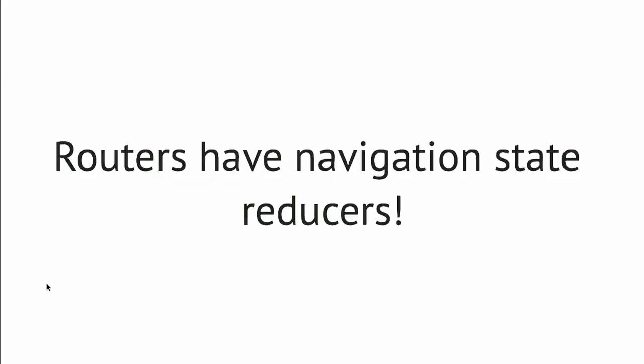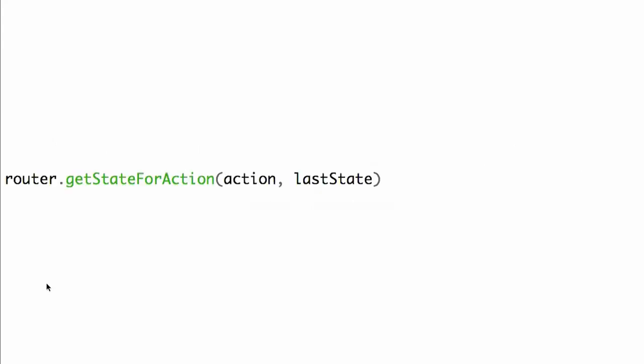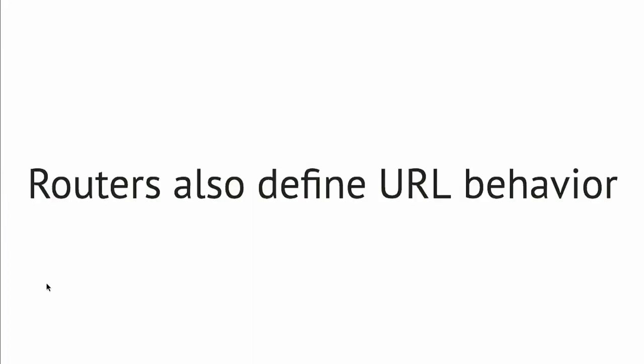Let's talk about the routers now, because the routers actually define all of the navigation behavior of our navigator. Because we've got actions, we've got navigation state, shouldn't we have reducers? Hell yes, we should. So routers have navigation state reducers, and this is what they look like. It's called router.getStateForAction. You pass it the navigation action that's happening, you pass it the last navigation state, and it returns the new navigation state. It's pretty straightforward. But what's a little bit new is that routers also define URL behavior. What's fascinating to me is that we can use a router to convert a URL into an action that we're going to pass into our reducer.